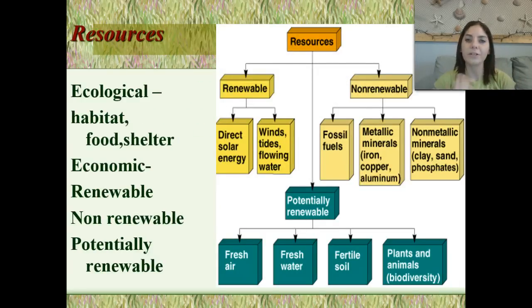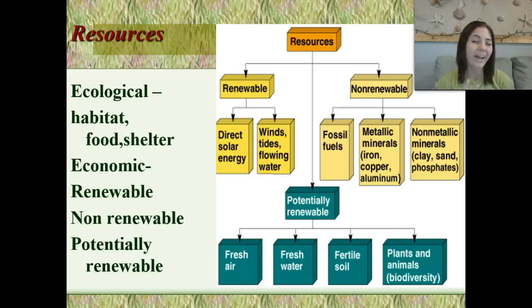So we're going to talk about resources. We have renewable versus non-renewable. So if you look at this beautiful flow chart right here, examples of some renewable resources include direct solar energy, winds, tides, flowing water. Non-renewable resources, of course, include our fossil fuels, metallic minerals such as iron, copper, and aluminum, and non-metallic minerals such as clay, sand, and phosphates.